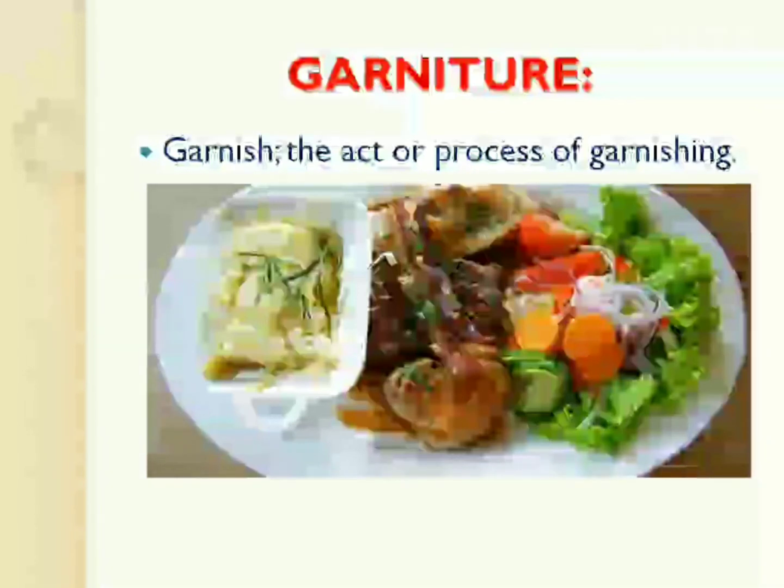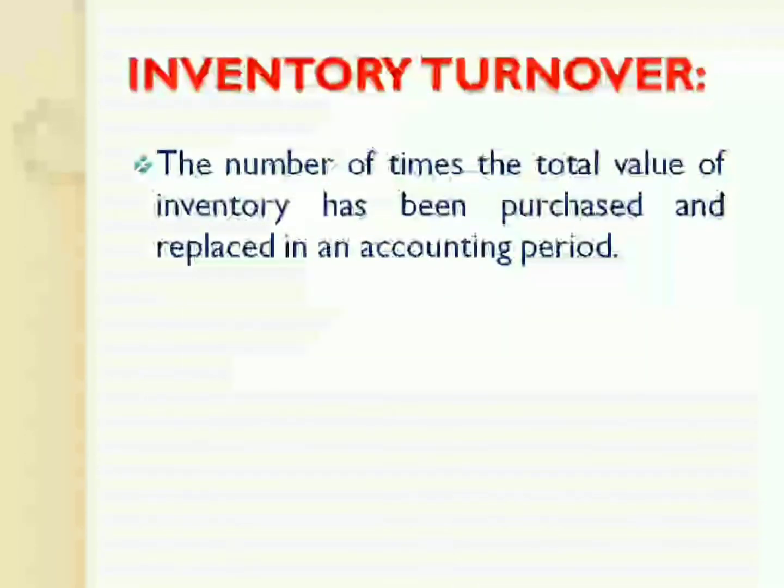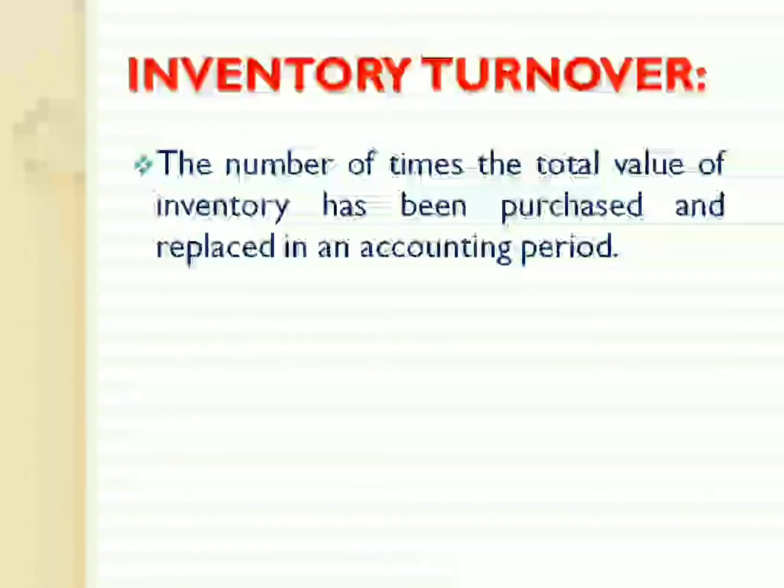Garnish refers to a finishing step whereby ingredients are placed on top of a dish for color, texture, and visual appeal. The next term is inventory turnover. The number of times the total value of inventory has been purchased and replaced in an accounting period is known as inventory turnover. It means the number of items which have been used or purchased for making a standard recipe to serve in the restaurant.